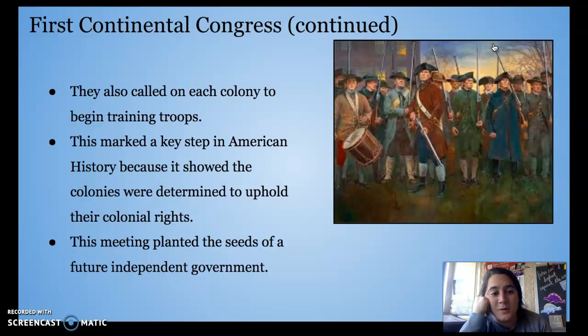Okay, that second bullet point there is one of my favorite things because this meeting of the minds of the delegates marked a really important, key step in American history because it showed that the colonists said, we are beyond determined to uphold our rights as colonists. And then that last bullet point says this meeting really planted seeds of a future independent government.